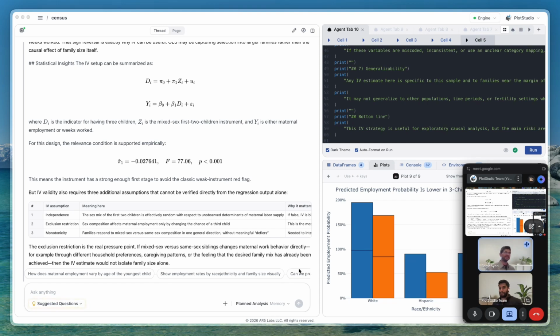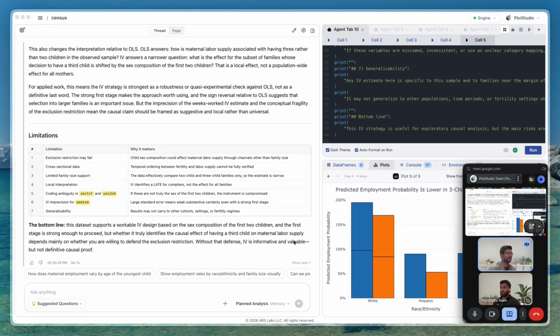It assumes certain untestable assumptions. And that's true. Those things can only be argued; you can't test them using the data. And it seems to understand that the effect could operate through channels other than family size. Yeah, reasonable. Fertility and labor supply cannot be fully verified. Yes, because this is a snapshot of fertility regimes.